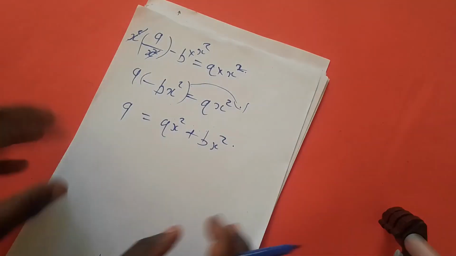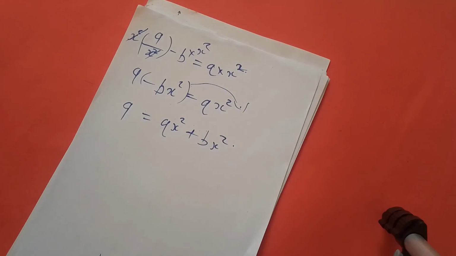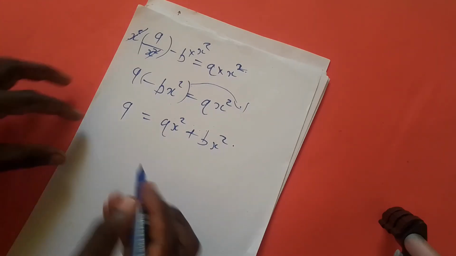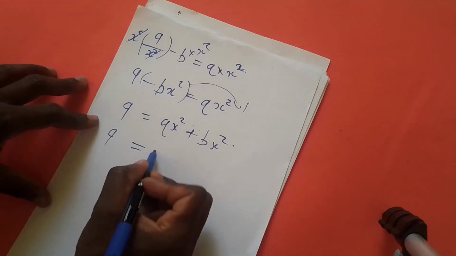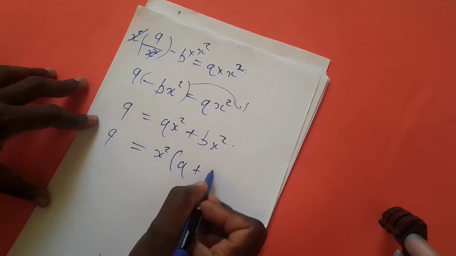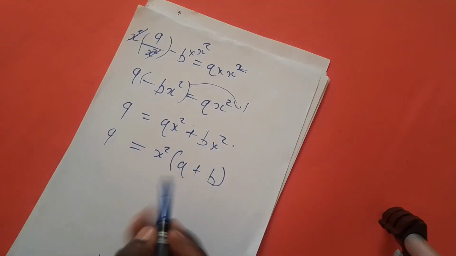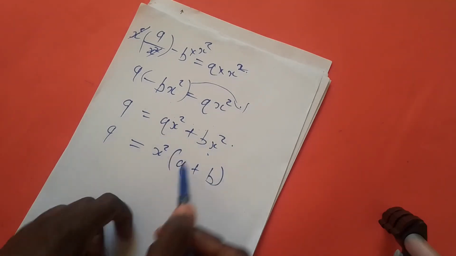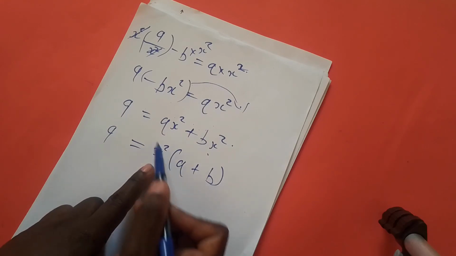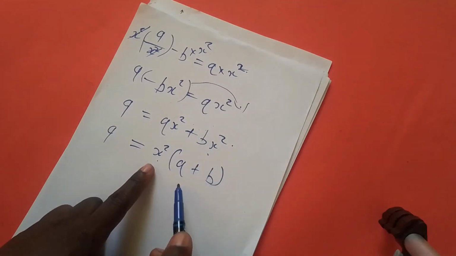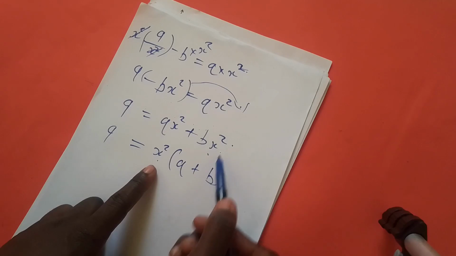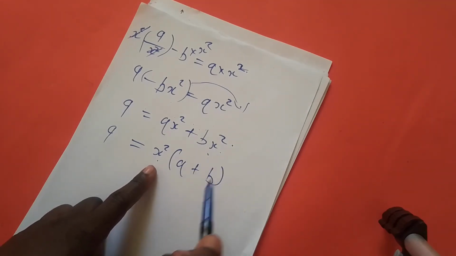If you can see clearly, all the terms in x are now grouped closer to each other, right? So at this point, we now need to factor out x squared, because we have two terms in x. So 9 will be equal to x squared bracket q plus b. When you're factoring out, you just put the common term out of the bracket. The common term now is x squared. So x squared into qx squared, x squared will cancel x squared, leaving us with q, plus x squared into bx squared, x squared will cancel out x squared, leaving us with b. So we now have q plus b in the bracket, right?